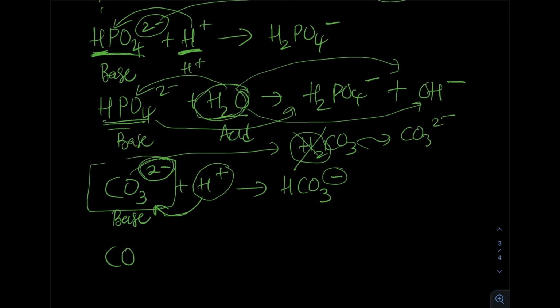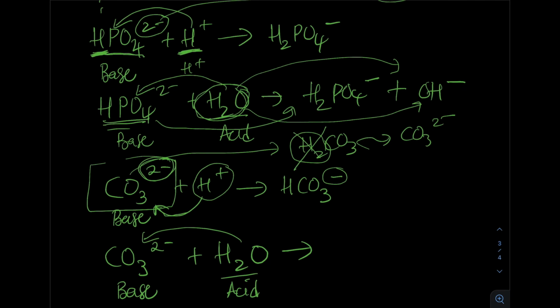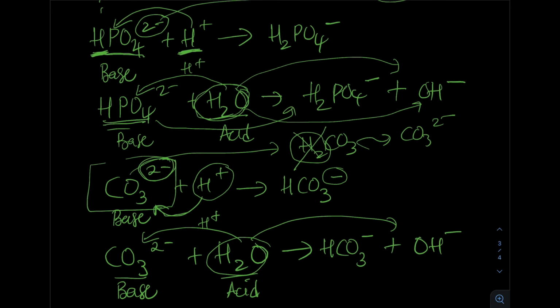Alternatively, this carbonate ion, we can dissolve it in water. Once we dissolve it in water, it's going to act as a base as well. It's a base, and this water is going to act as an acid. It's going to donate a proton there. So once it donates a proton, this carbonate ion is going to become HCO3 minus, and then what is this water going to turn into? It's going to turn into OH minus once it has donated 1 proton.